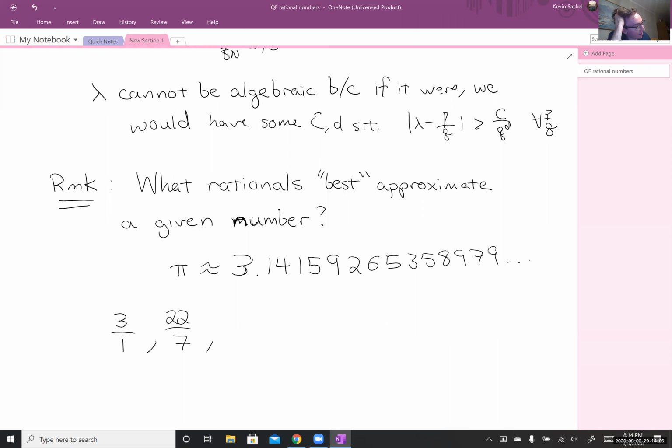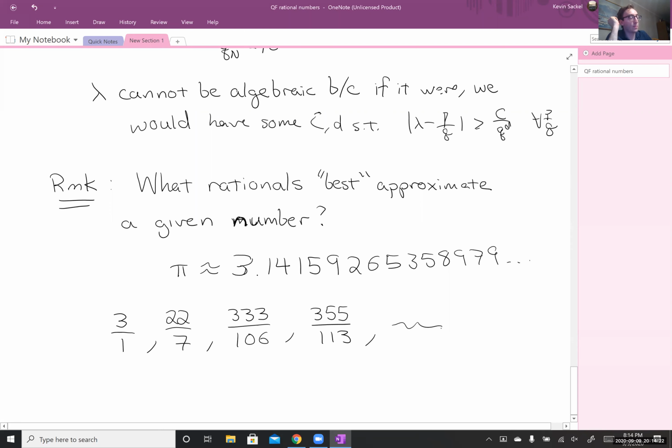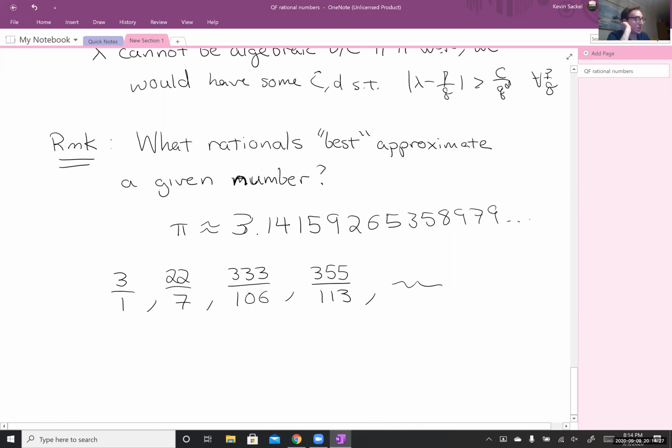And some of the others may not be so familiar. So there's 333 over 106 is one of them. And 355 over 113 is the next one. And then the next one is massive, like has massive digits. So you might have seen some of these numbers show up.